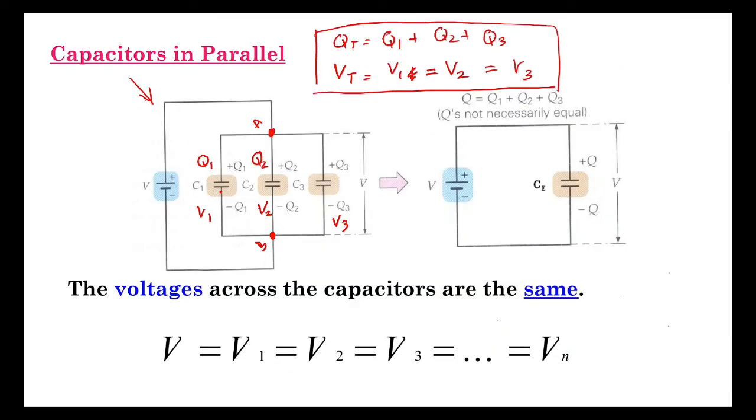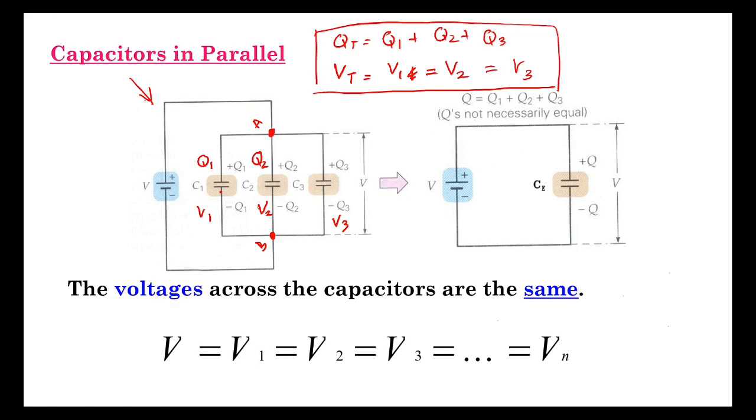Next is capacitors in parallel. The thing that you need to know is how the charge and the potential behave in parallel. The charge in parallel is different for every capacitor. So capacitor 1 has a charge different from capacitor 2 and also different from the charge at capacitor 3. It means that the total charge is equal to Q1, which is the charge at capacitor 1, plus the charge at capacitor 2 and plus the charge at capacitor 3.